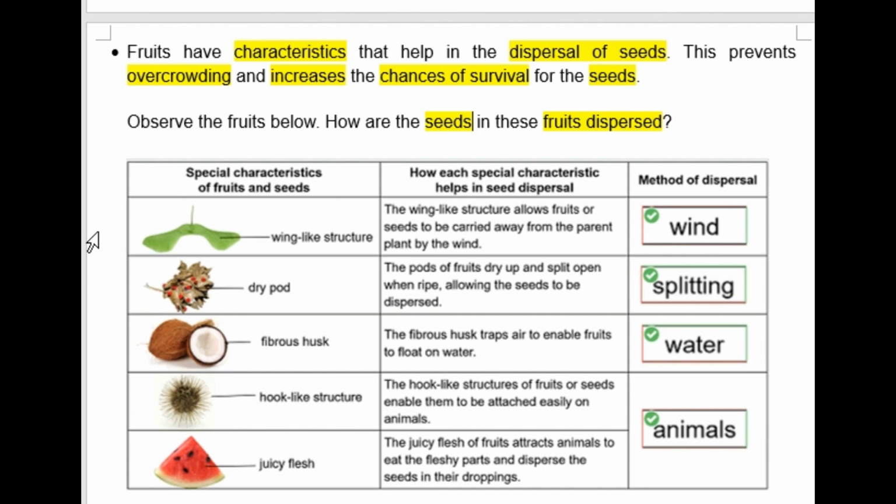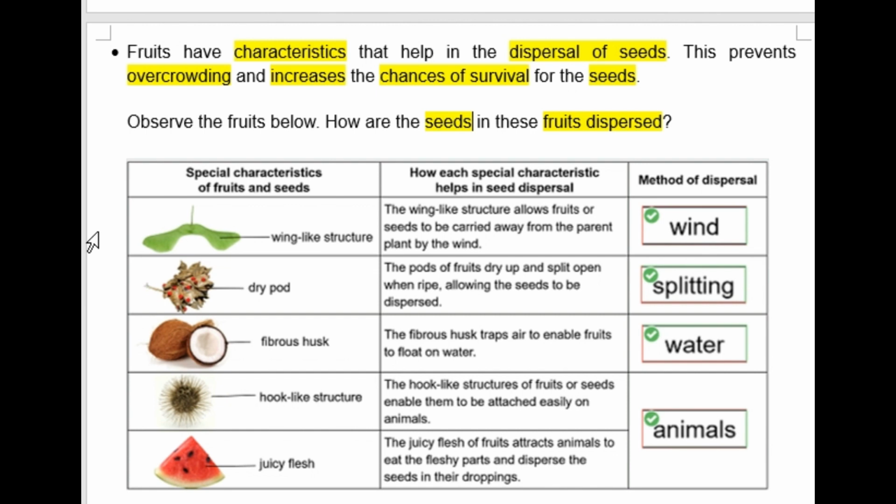Special characteristics of fruits and seeds: dry pod. How each special characteristic helps in seed dispersal: The pods of fruits dry out and split open when ripe, allowing the seeds to be dispersed. Method of dispersal: splitting.